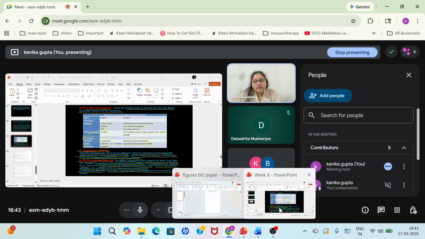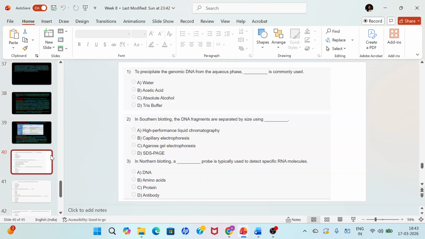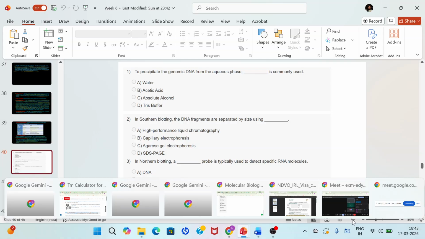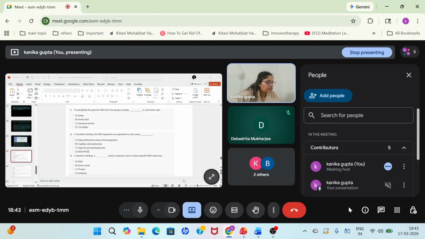Just a moment, guys. So question number 1: to precipitate the genomic DNA from the aqueous phase, the following is commonly used. Answer the question in the chat box.